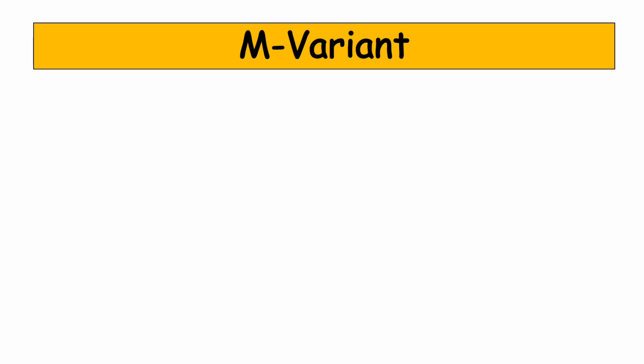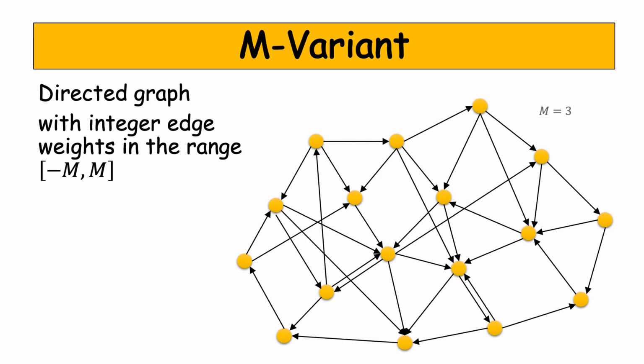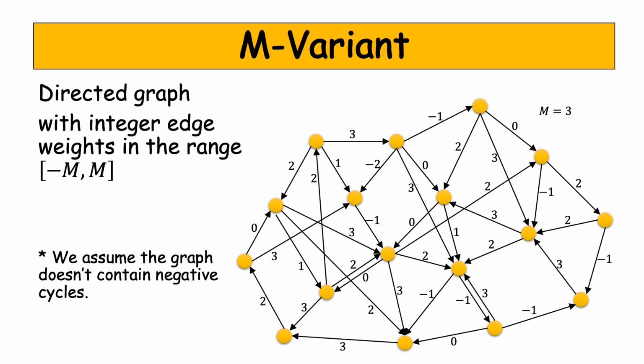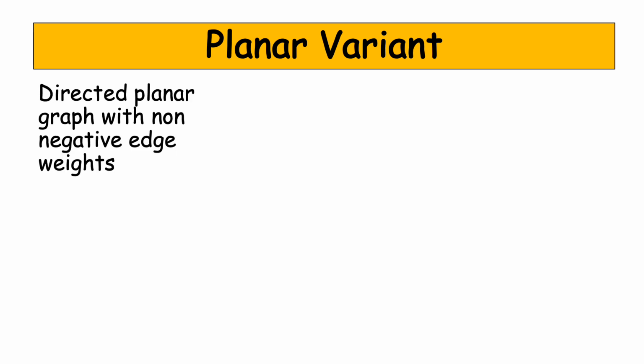In this lecture, we are going to talk about two variants. The first variant is called the M variant, where we are given a directed graph with integer edge weights between minus m to m, and we assume that the graph doesn't contain negative cycles. The second variant is the planar variant, where we are given a directed planar graph with non-negative edge weights.